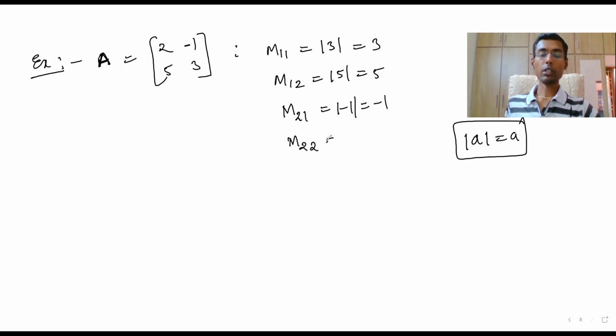M22, the minor of 2, 2. Second row, second column. The minor of the second row is the minor of 3. For 3, what is the minor? The determinant of 2. That is 2.